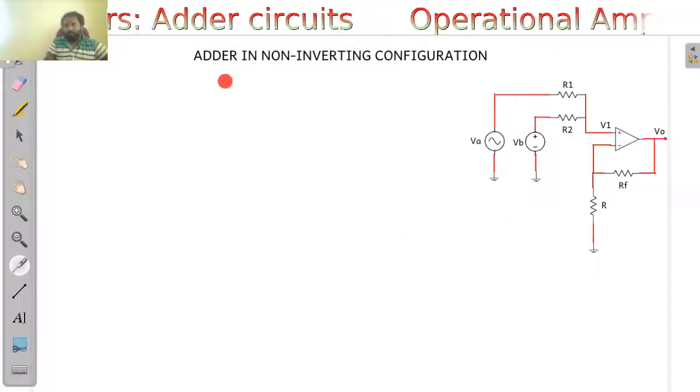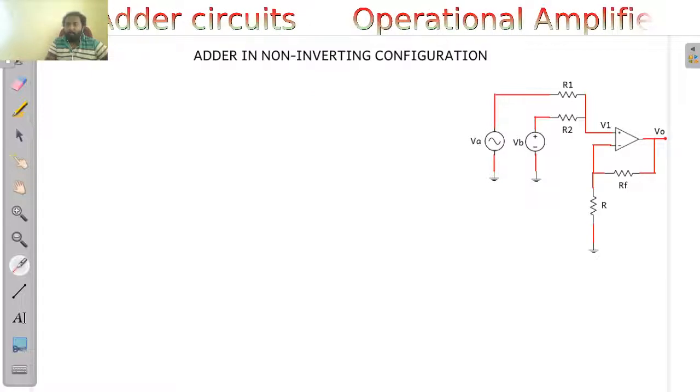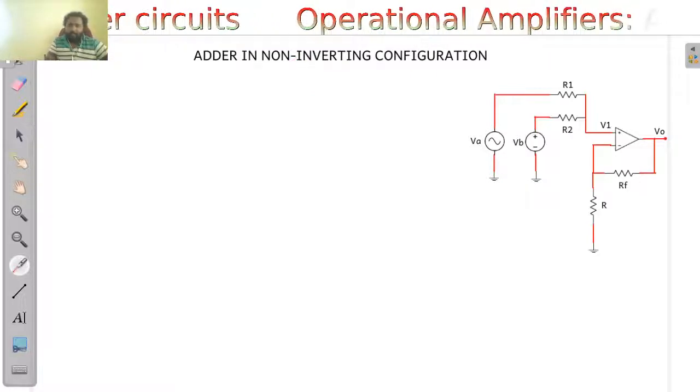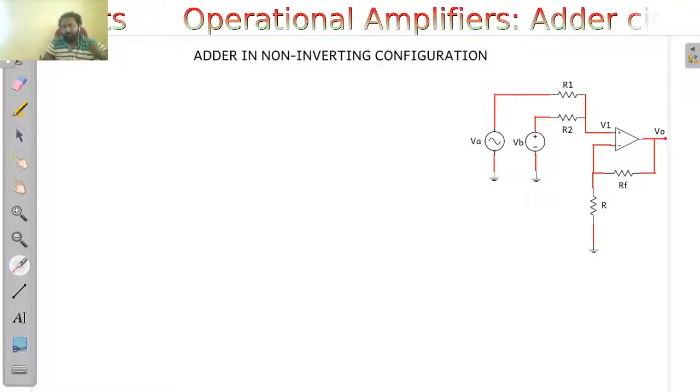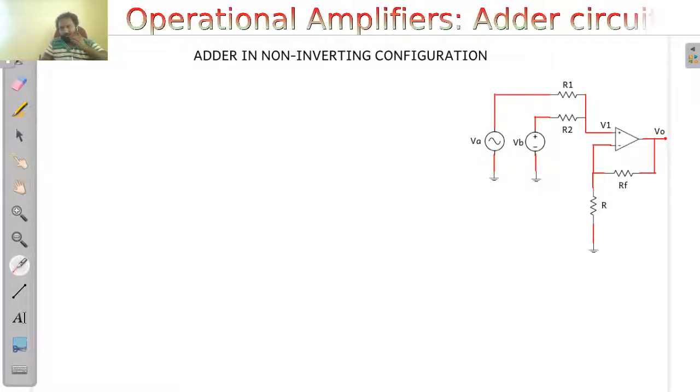Now we come to the next configuration, which is the non-inverting configuration adder. Here you can see that there are two voltage sources, and one is an AC signal, the other one is a DC signal.